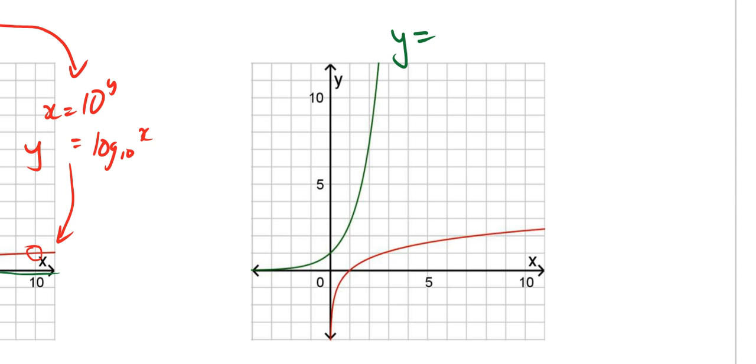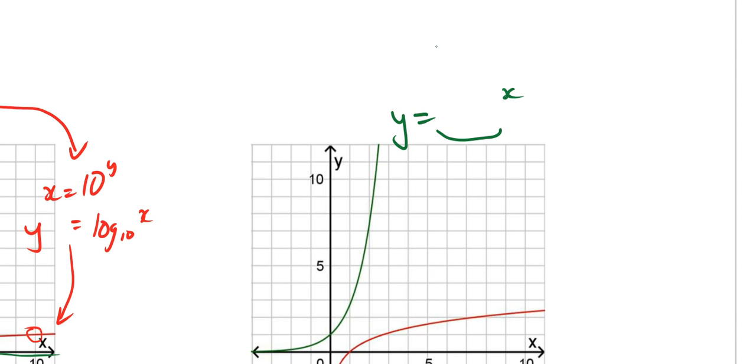Who wants to have a go? Y equals something to the x. Square root of 7. What would that give me as a decimal?